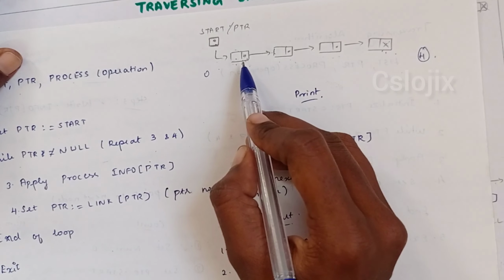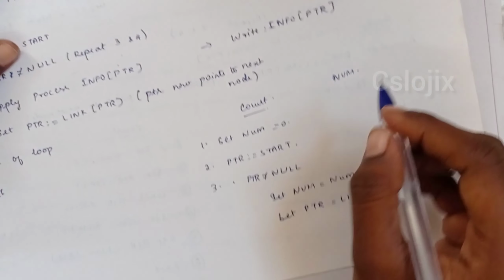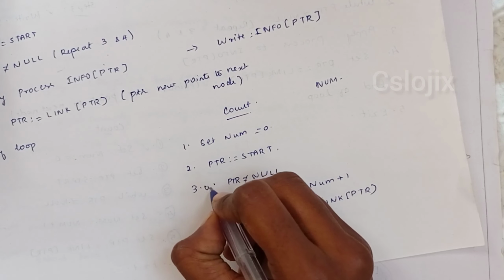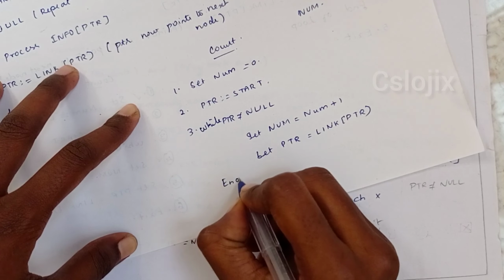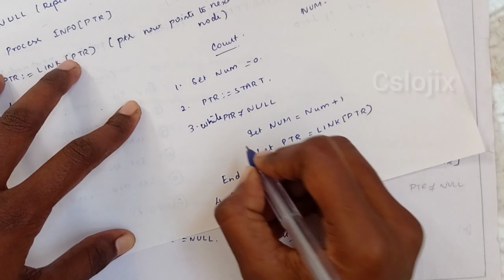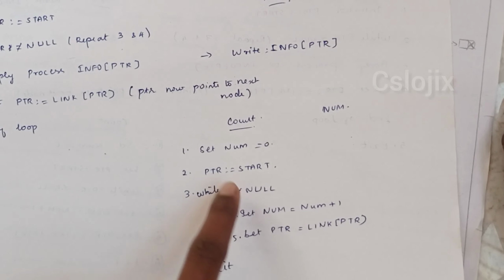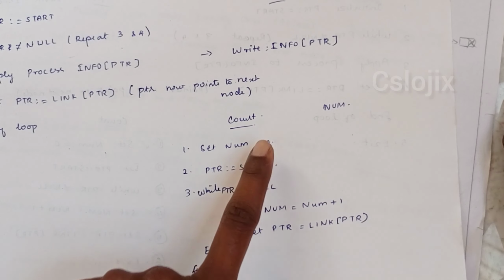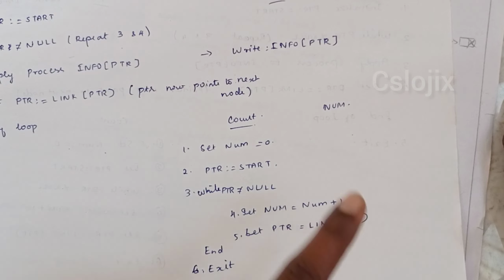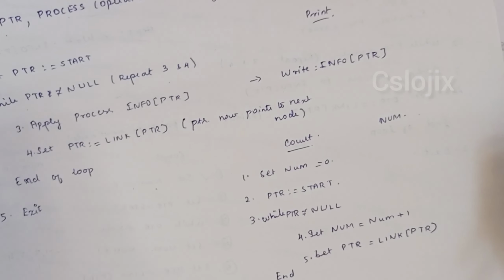Now it will go to the address part. Again the process will happen for the second node. For the second node it will go to the while loop, and then the end of loop, and the last step is the exit. So the same steps are here also, 4, 5, 6, but we are going to set num equal to 0 and set num equal to num plus 1 to count all the nodes. So I hope you understand what traversing in a linked list is.